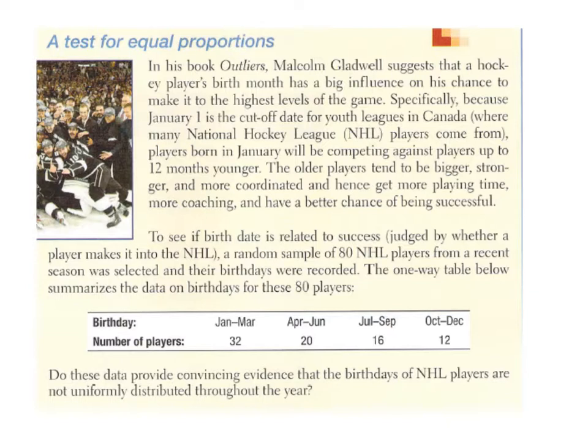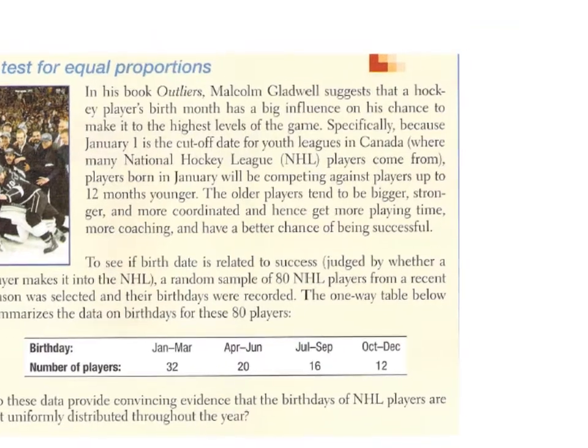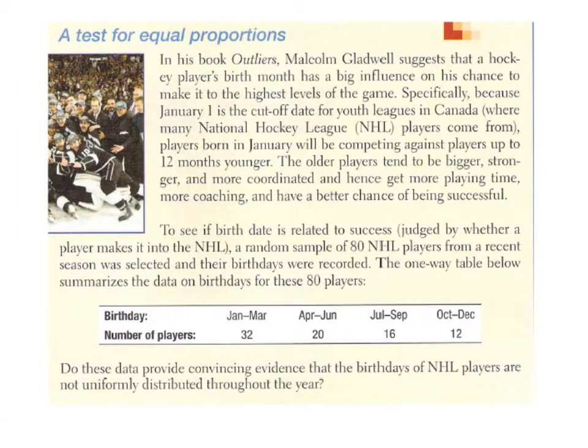So go ahead and pause for a second and read the problem so that you know the context and you know what's going on, and you can try to solve the problem as we go through. So I have categorical data here in my one-way table. I've got these birthday months here, these quarters of the year, and they have counted how many players have birthdays in each of those particular groupings of months.